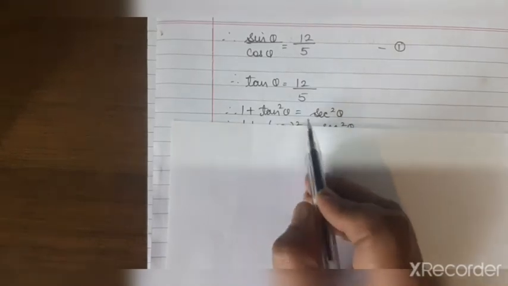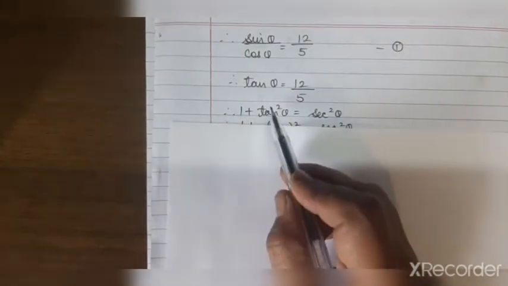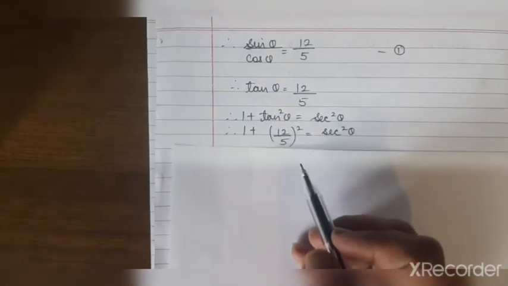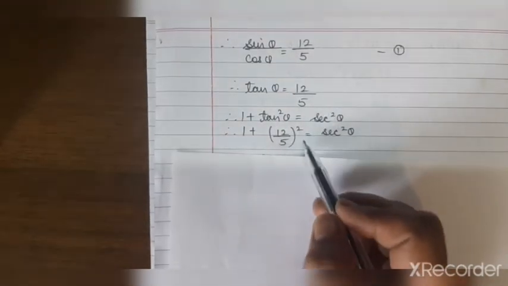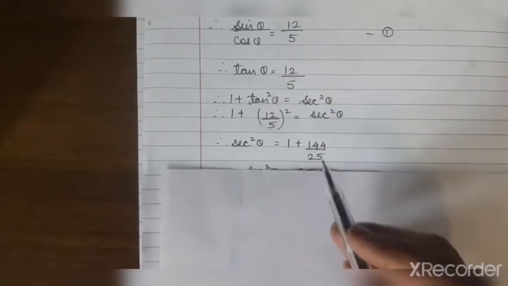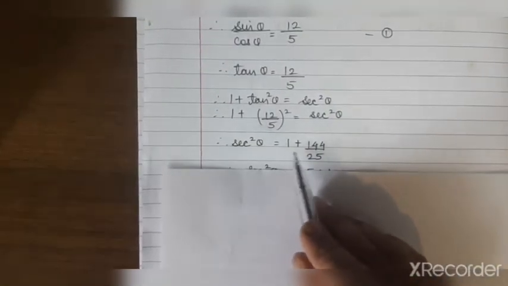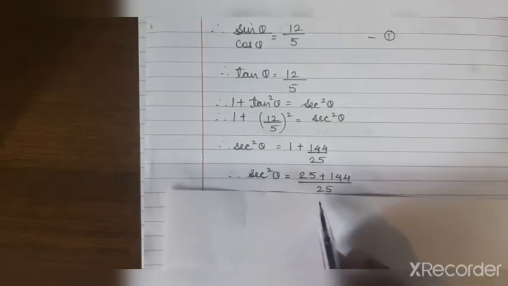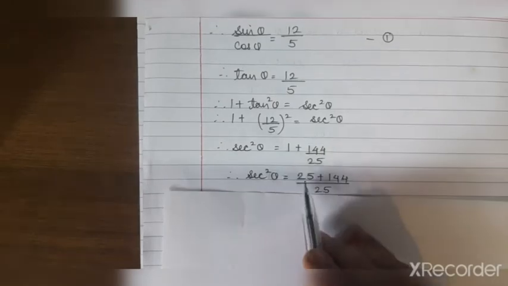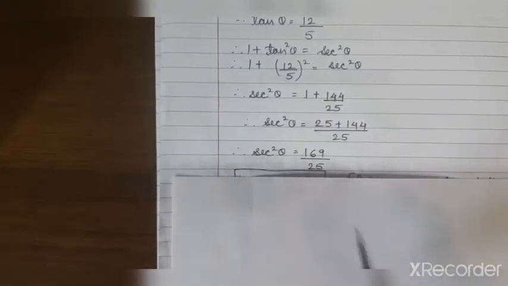Okay, now we know the identity of tan theta, that is 1 plus tan square theta equal to sec square theta. So if we substitute what is tan theta, we can get sec. Okay, so here substitution is done, 12 upon 5 the whole square. We open this bracket here, so 144 upon 25, you can see here, equalize the denominator, so the denominator becomes 25 and we have to multiply 25 even here with 1. So it becomes 169 upon 25.